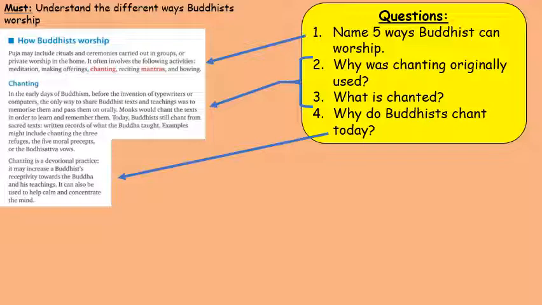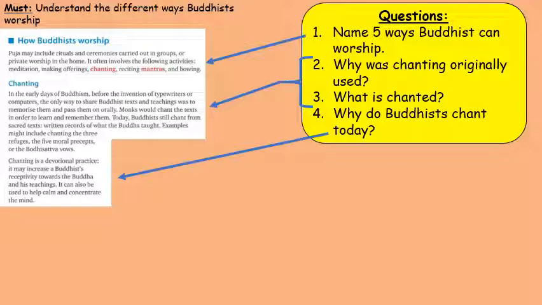So the 3 refuges are the Buddha, his teachings and the community. The 5 moral precepts are the rules they must follow. So things like don't harm, all those ones there. And you've got the Bodhisattva vows, the things they say when they want to join the religion. So they might say these things while they're chanting over and over again to help them focus. So this links on to question 4, like I've just said. Why do they chant? To help them focus, to calm their mind, to help them pick apart what the message of the Buddha's teachings were.